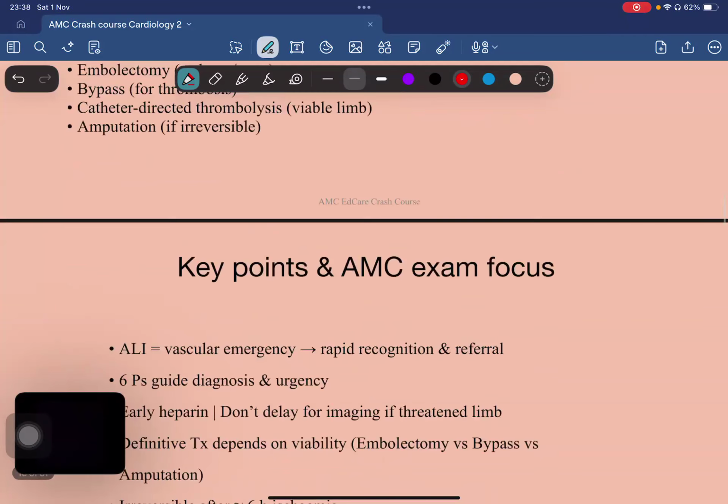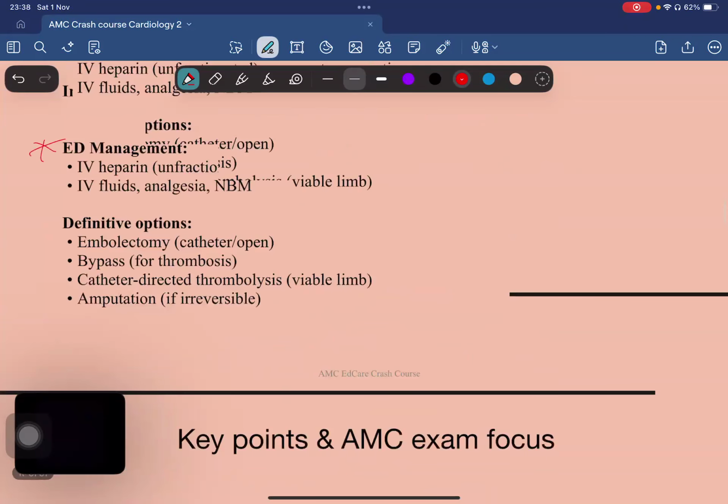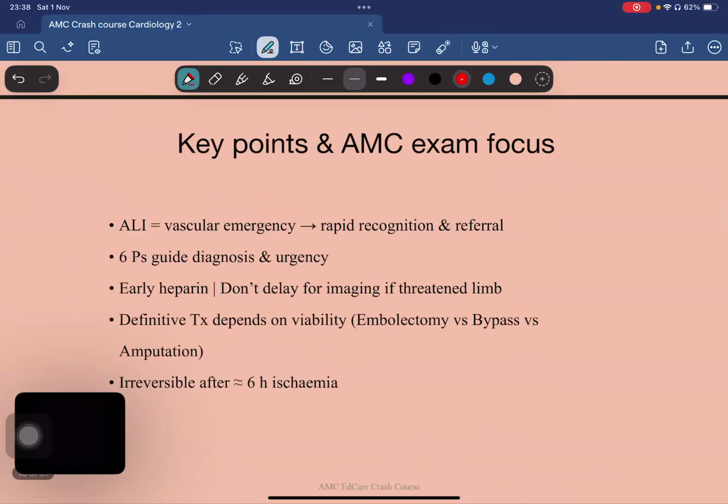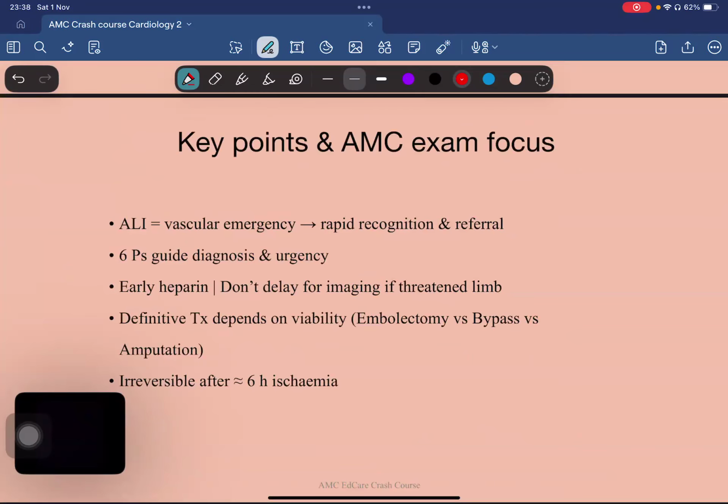So that brings us to the end of our acute limb ischemia topic. Just one of the key points, like I did for aortic aneurysm, I think it's good to know these things. Good to know it's a vascular emergency. It's very important to recognize it soon and go for referral. And the 6Ps, classic presentation. Just remember the 6Ps when you hear the name acute limb ischemia, ALI, then 6Ps. Remember it like that.